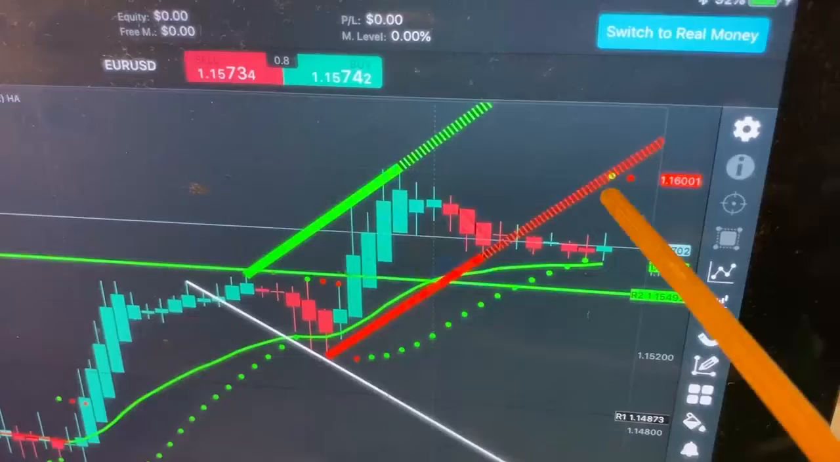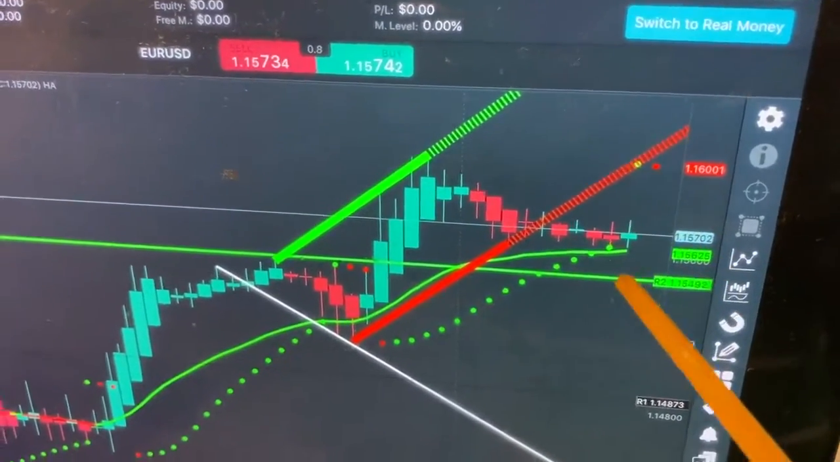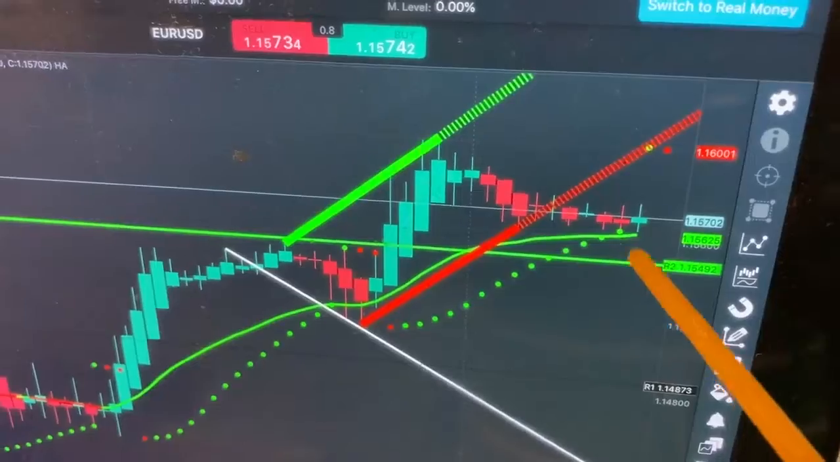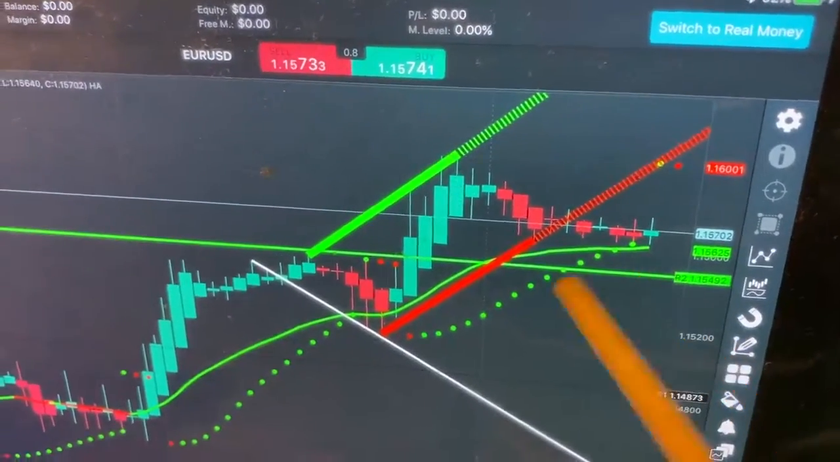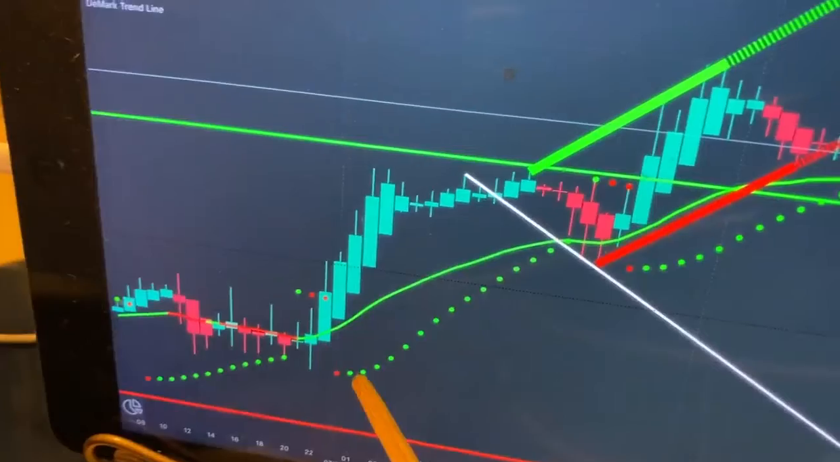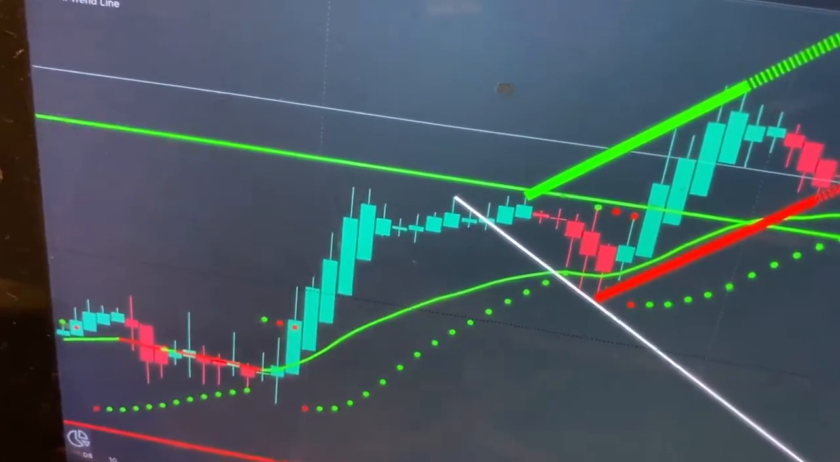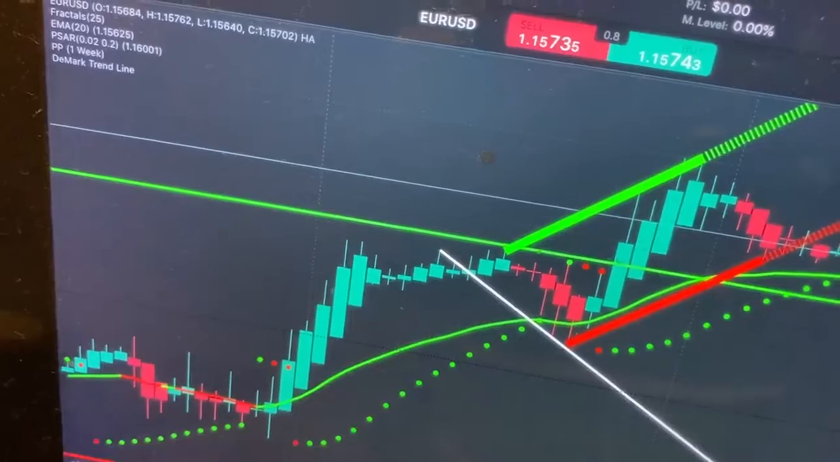We wait for another fractal. Red on the low. A candlestick sits on the red fractal on the low. This is your buy entry. This one is a buy entry. This one is a buy entry. This is a buy entry. Red on the low, because the trend is up.